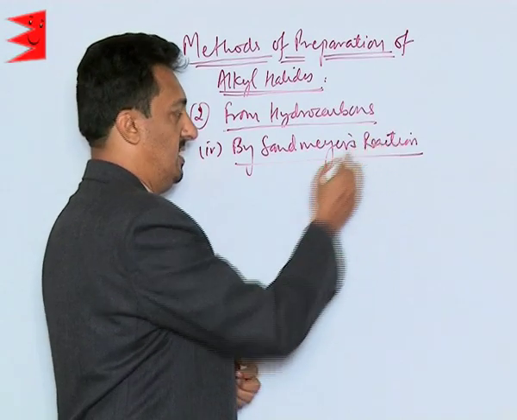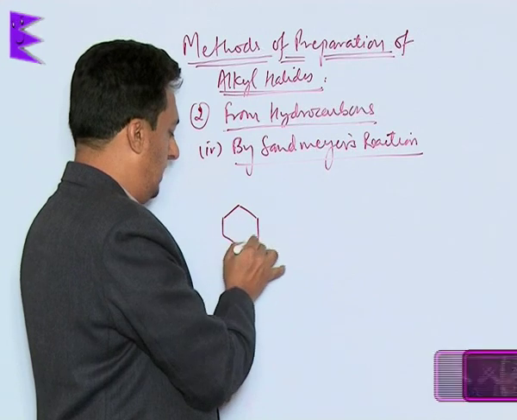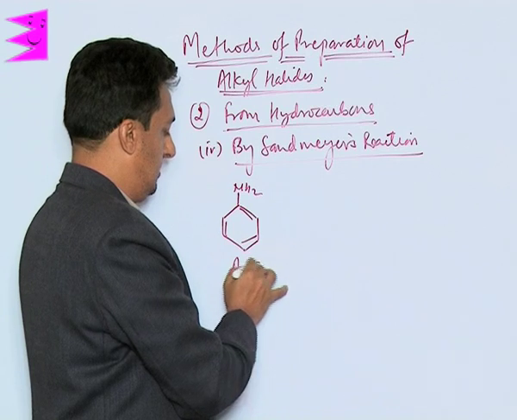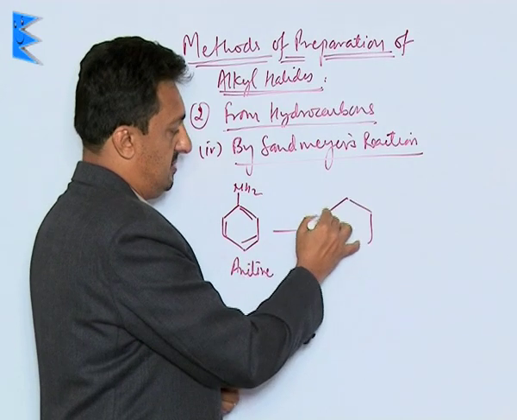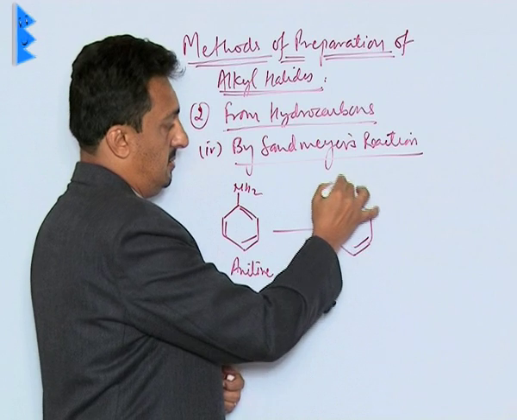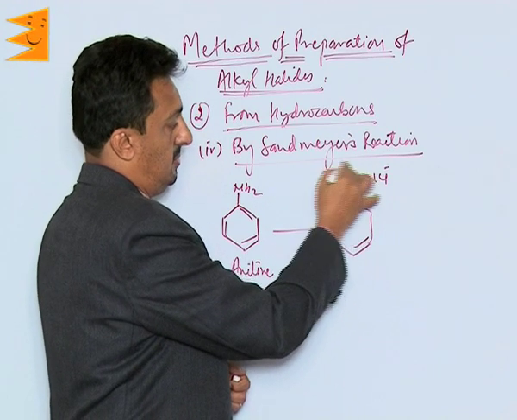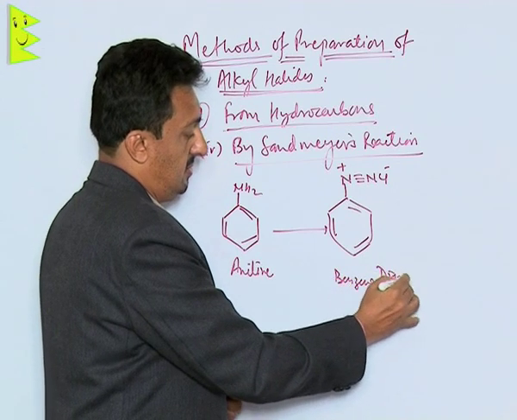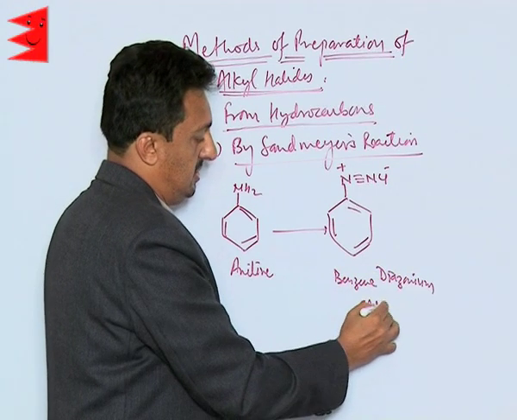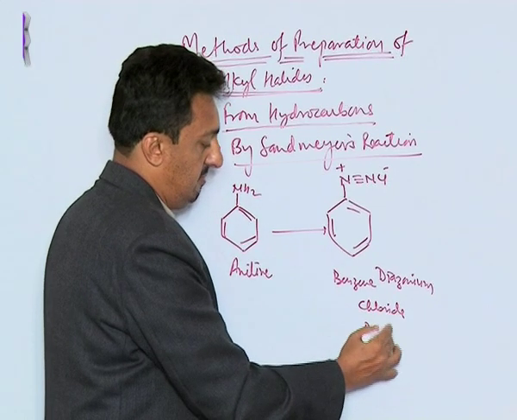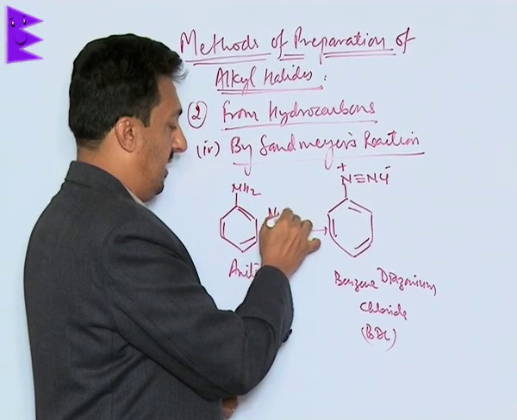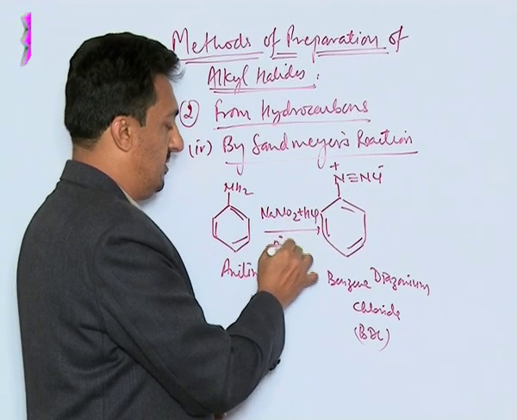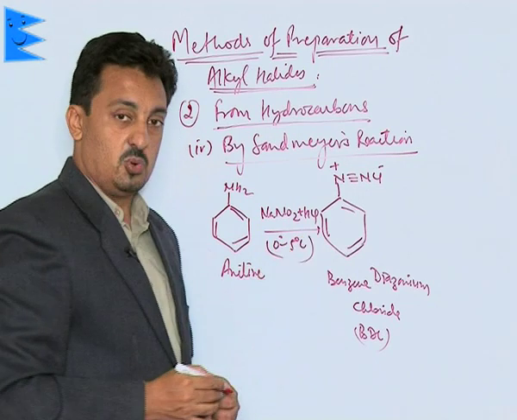It's a name reaction. In Sandmeyer reaction, what we do is we first convert aniline to BDC, this is called benzene diazonium chloride, BDC. How is this done? By reacting it with NaNO2 and HCl at 0 to 5 degrees, ice cold conditions.